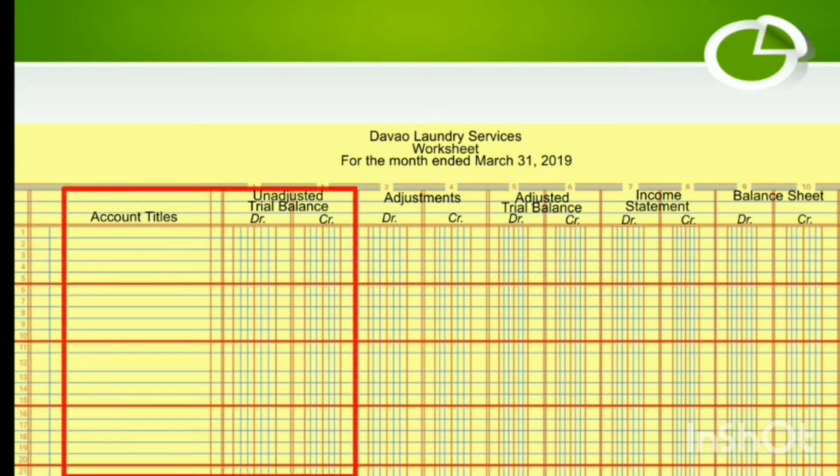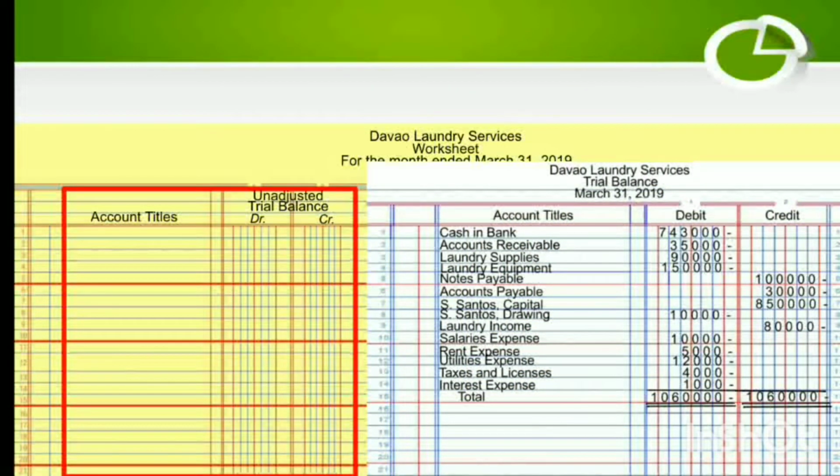For the unadjusted trial balance, what we are going to do is copy as is the trial balance that we previously prepared when we were discussing step number 3 of the accounting cycle, which is the trial balance. And this is it. So, ito yung ginawa nating trial balance ng Davao Laundry Services when we were discussing step number 3 of the accounting cycle, which is the trial balance preparation.